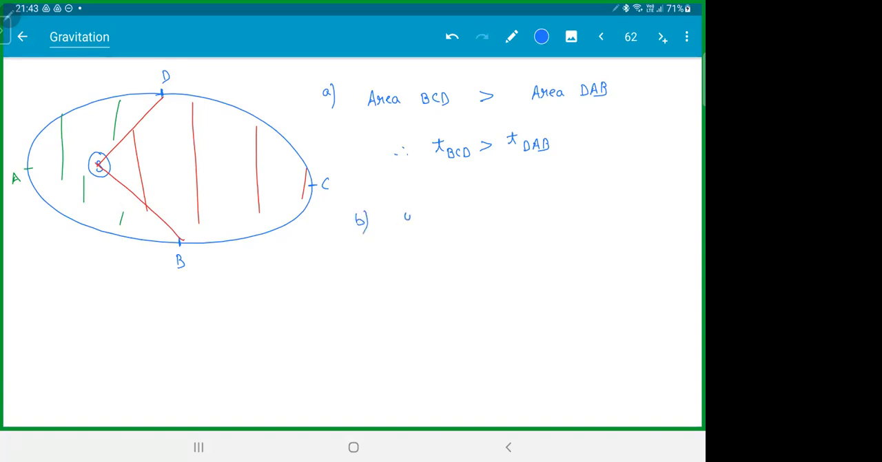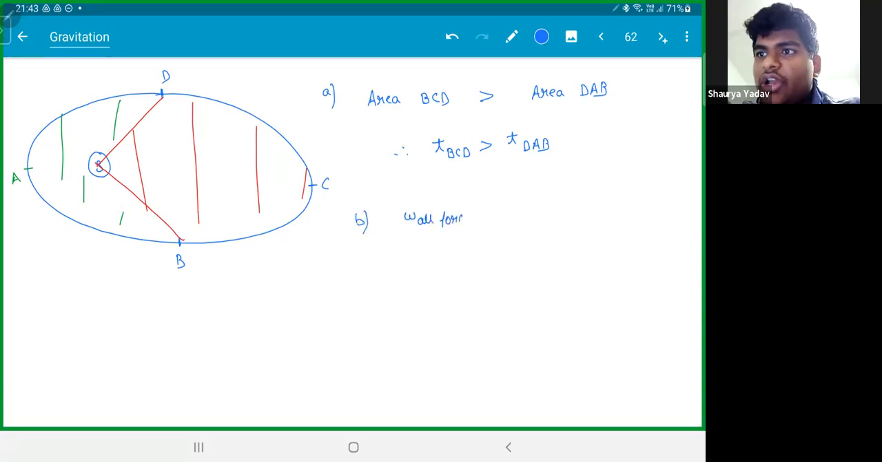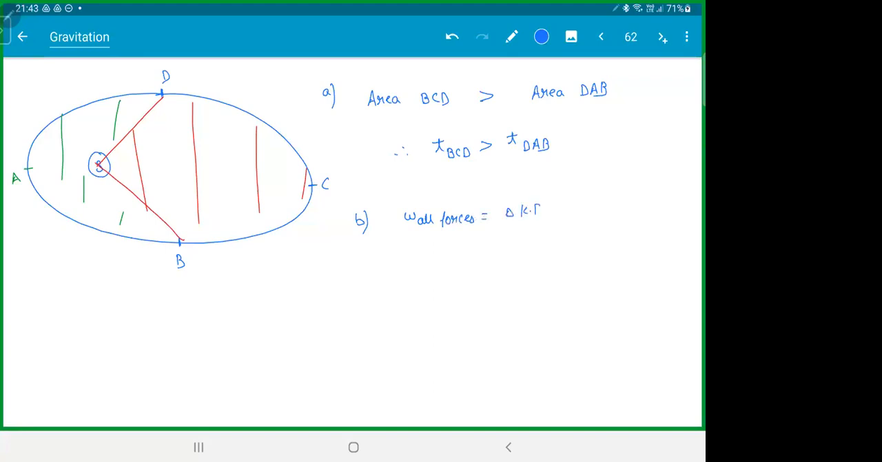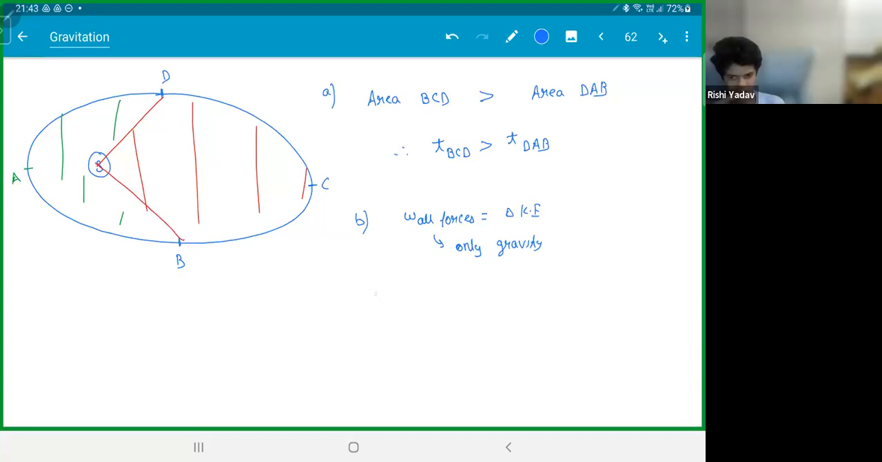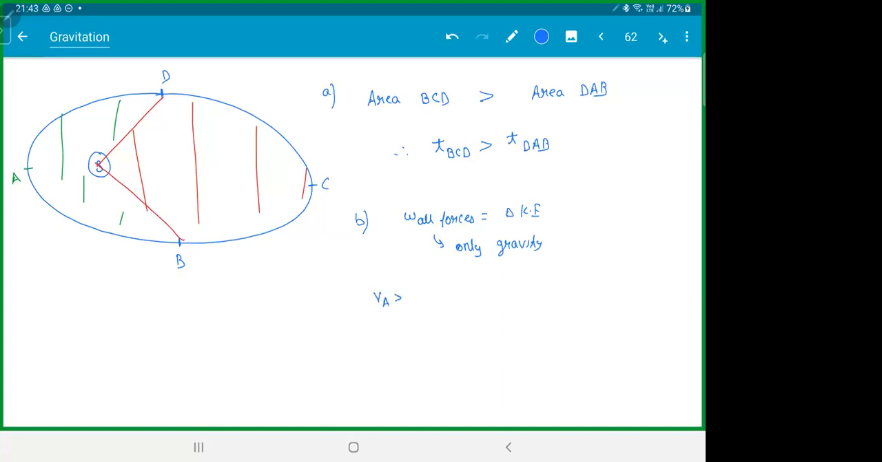See now, what is work done by all forces? Change in kinetic energy. So here it is only gravitational force. Here it is only gravity. So when you're going from A to B, is the speed increasing or decreasing? Decreasing. So VA is greater than VB, right? Speed actually decreased. So work done from A to B is negative.